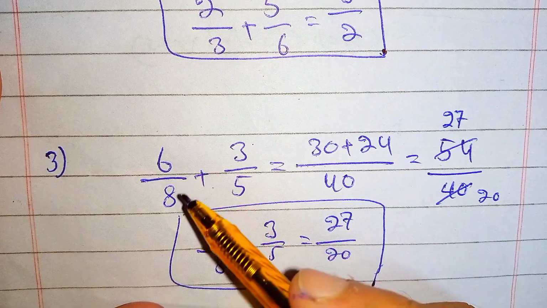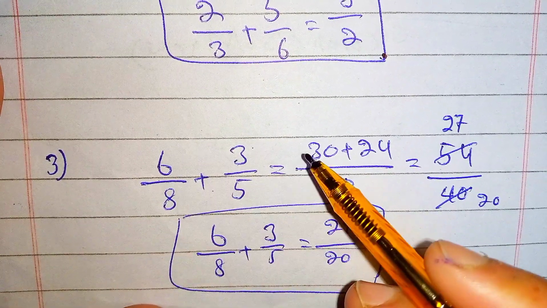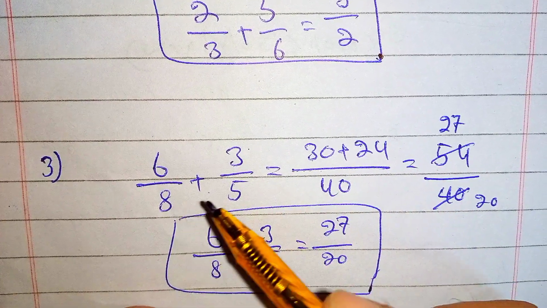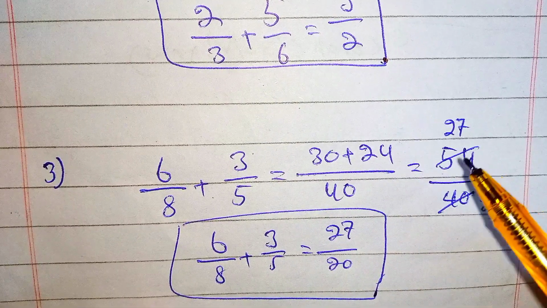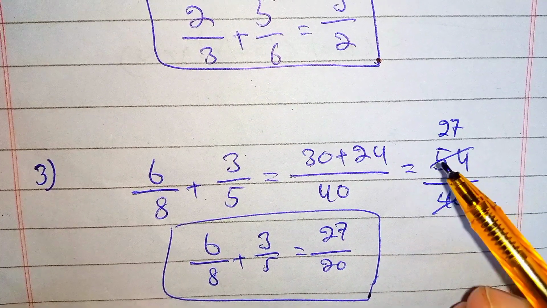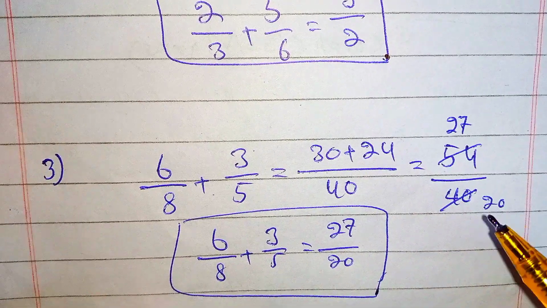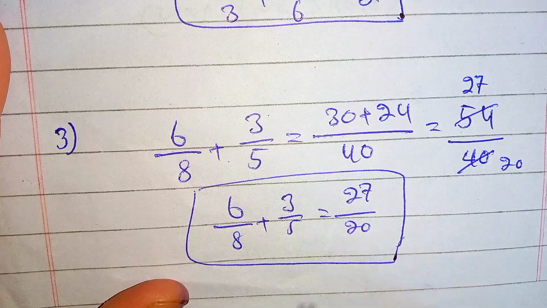In another example, 6 over 8 plus 3 over 5 is equal to 5 times 6 as 30 and 8 times 3 as 24, divided by 8 times 5 is 40. 30 plus 24 as 54 divided by 40. Now we will simplify 54 over 40, which is equal to 27 over 20. So 6 over 8 plus 3 over 5 is equal to 27 over 20.